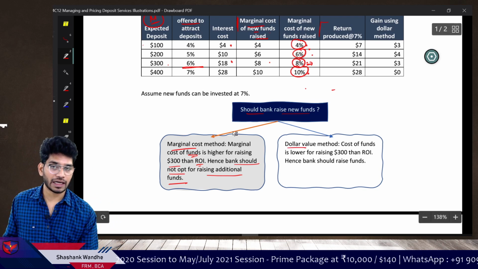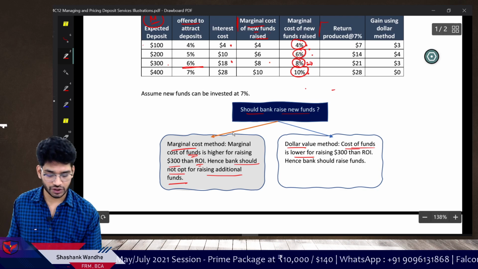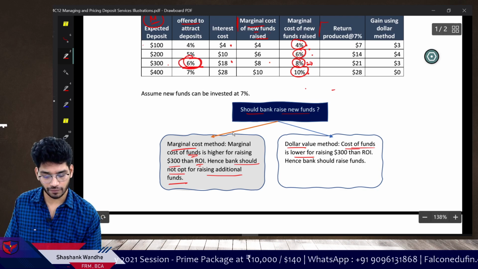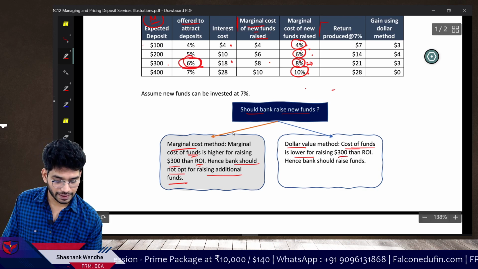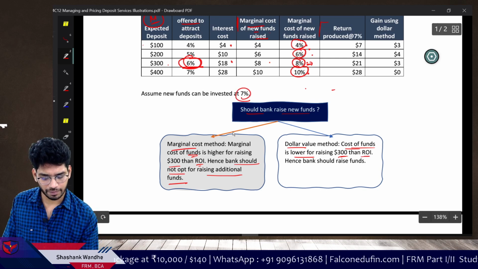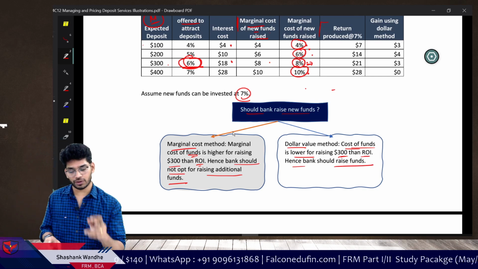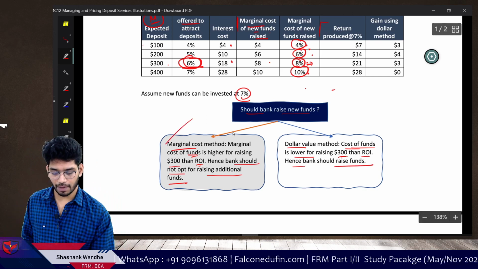If you go by the marginal cost method, the bank should not opt for the additional funds. Then, if you go by the dollar value method, the cost of fund, which is 6% here, for raising $300, is lower than your return on investment, which is 7%. Hence, banks should raise the new funds. So these are the two different approaches. Which one is the correct approach? The correct approach is the marginal cost method.